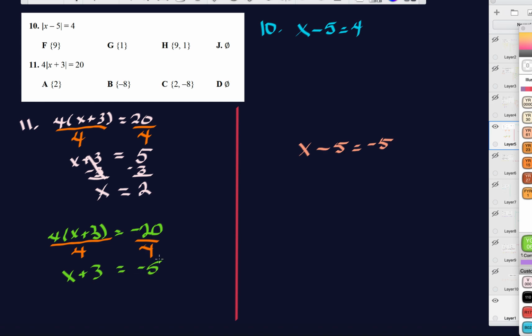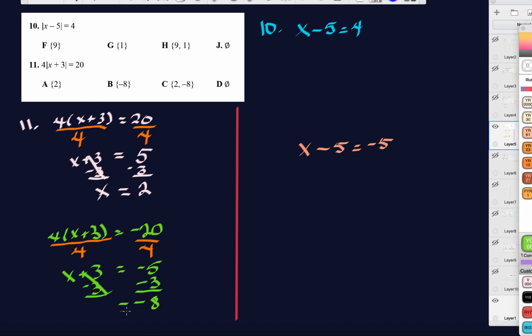Now we need the negative version. What can we put inside this parentheses, which isn't really parentheses, but it's the same idea. It's a quantity inside the absolute value symbol, so we use parentheses when we solve. Now we're going to solve this by subtracting 3. That goes away. Minus 3. Negative 5 and negative 3 are negative 8.